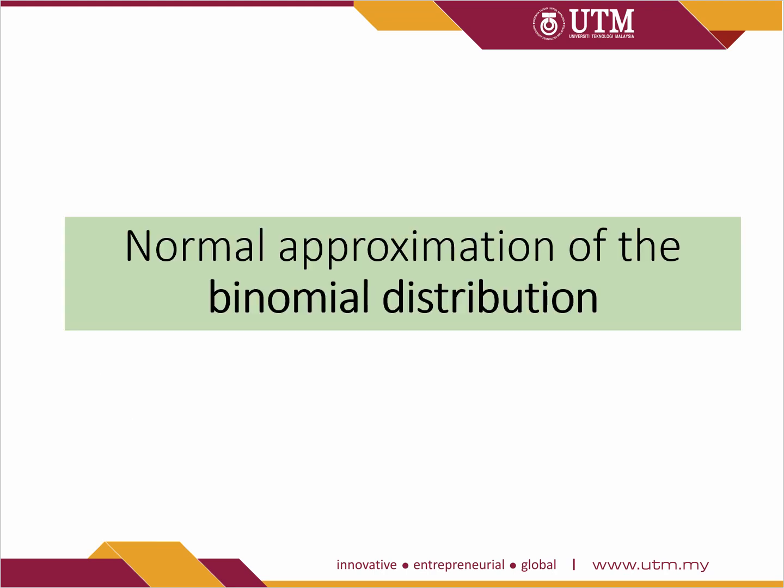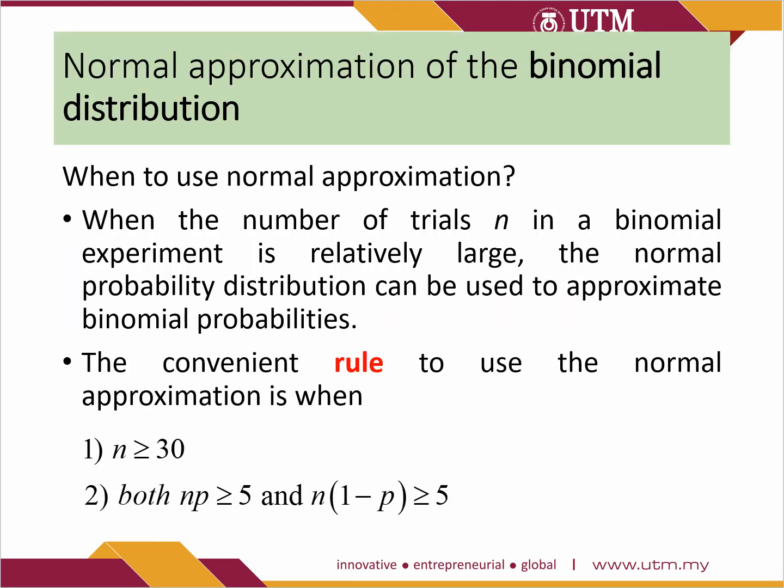Now let's proceed with the normal approximation of the binomial distribution. When should we use the normal approximation for the binomial? When the number of trials n in a binomial is relatively large. So how large is large? The normal probability distribution can be used to approximate binomial probabilities. These are the convenient rules for when to use the normal approximation.